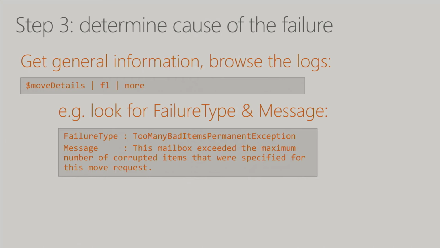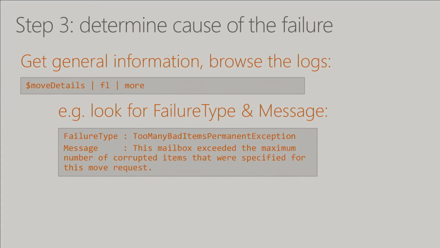So we had a mailbox move. It failed because there were too many bad items that it encountered. OK. Well, there's two things that you can do. You can either try and figure out why, or you can be the lazy guy and just increase the bad item limit and try again, right? I like the second option.